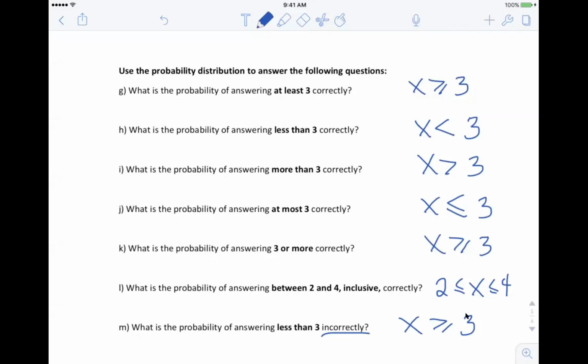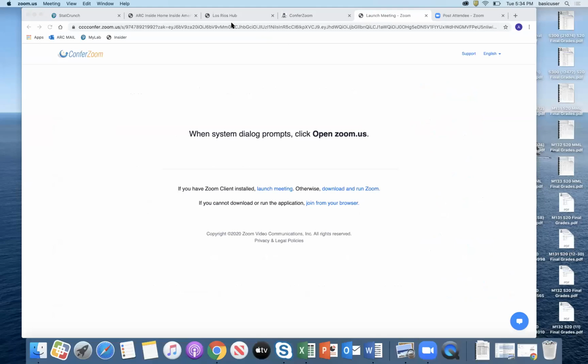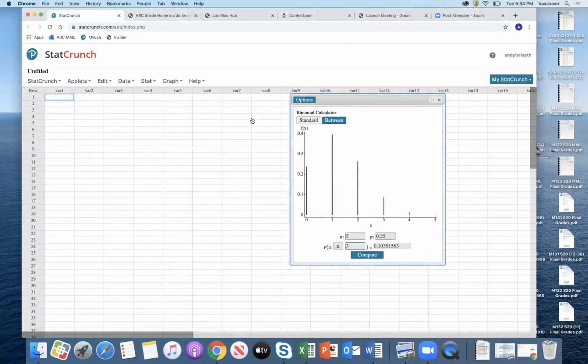Now I just need to type it in. Let's see, where's my StatCrunch? There it is. Okay, so I have back to N5, P 0.25, and now I'm going to go through. There is the at least 3, right? We did that one in the last video, 0.104. Okay, so that's how that one looks. For part H, x less than 3, I would just change this inequality to less than 3, and that's 0.896.